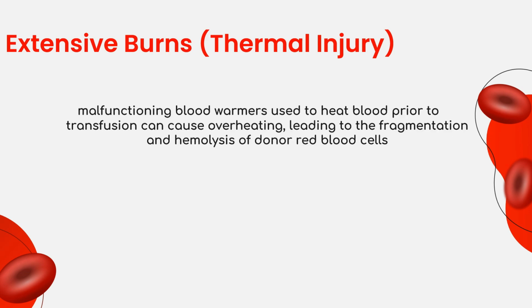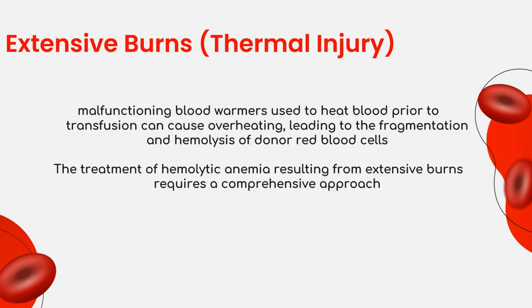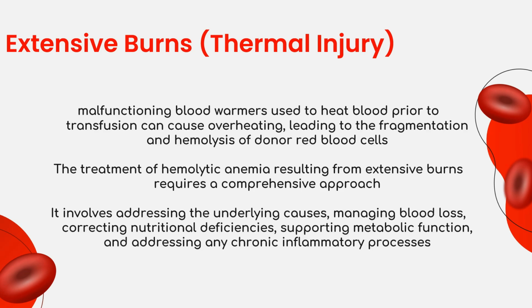Furthermore, in unfortunate cases, malfunctioning blood warmers used to heat blood prior to transfusion can cause overheating, leading to the fragmentation and hemolysis of donor red blood cells. The treatment of hemolytic anemia resulting from extensive burns requires a comprehensive approach. It involves addressing the underlying causes, managing blood loss, correcting nutritional deficiencies, supporting metabolic function, and addressing any chronic inflammatory processes. By understanding the impact of extensive burns on red blood cells and recognizing the contributing factors to anemia, healthcare providers can develop tailored treatment plans to support the recovery of patients.